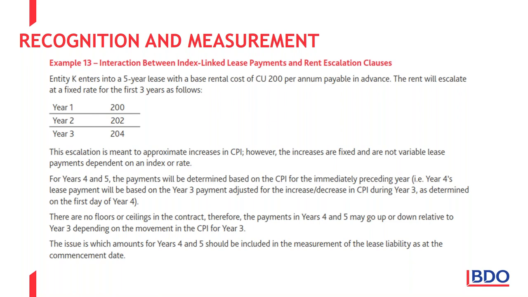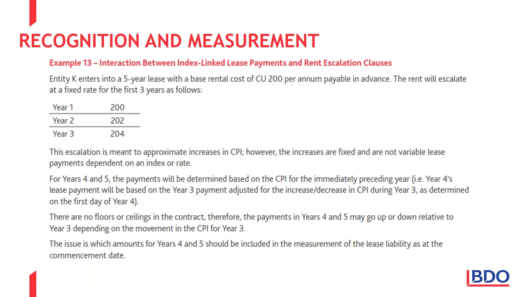Now, this escalation is meant to approximate increases in CPI. However, the increases are fixed and are not variable lease payments dependent on that index or rate. So because it's fixed, it will be included in our calculations. However, in years four and five, the payments will be determined based on the CPI for the immediately preceding year. That means in year four, the lease payment will be based on the year three payment adjusted for CPI during year three, and it will be determined on the first day of year four. Again, there are no floors or ceilings in the contract.